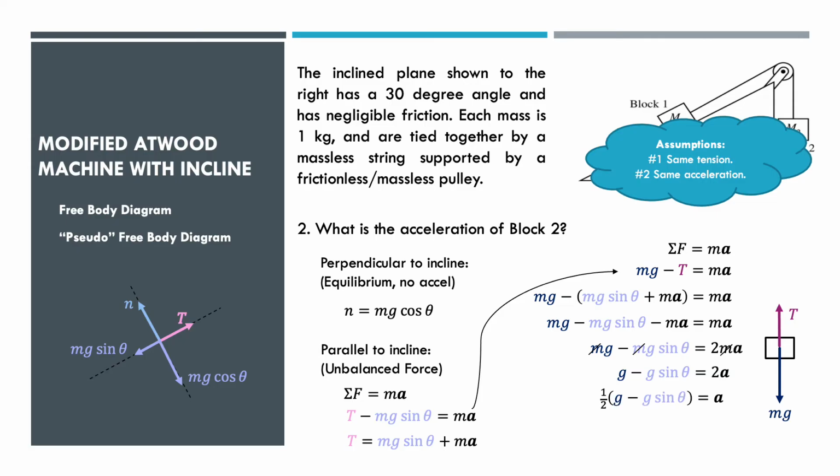And there's my answer. However, they did say that it was a 30-degree angle, and the sine of 30 is a half. I do that calculation, and I find out that the acceleration is a fourth of gravity.